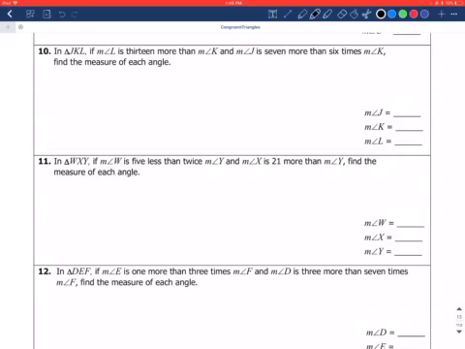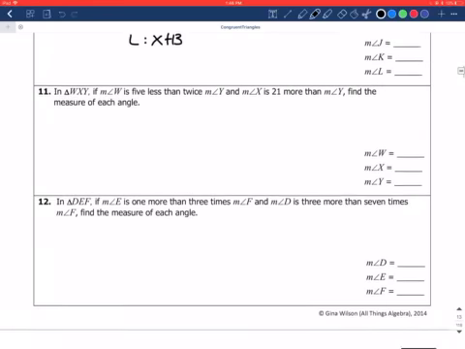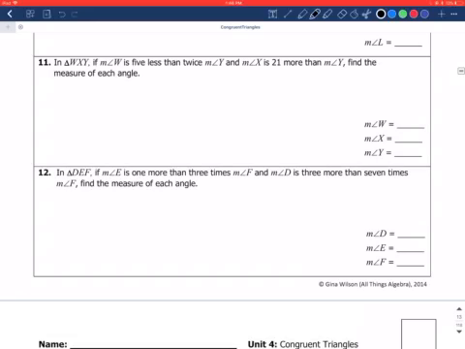In JKL, L is 13 more than K. So whatever they're comparing to, I'll let that be X. So if we have JKL, I'm going to let K be X. L is 13 more than that, so we're going to do X plus 13. And then J is 7 more than 6 times that. So that's going to be 6x plus 7. Add those all together, gives you 180.